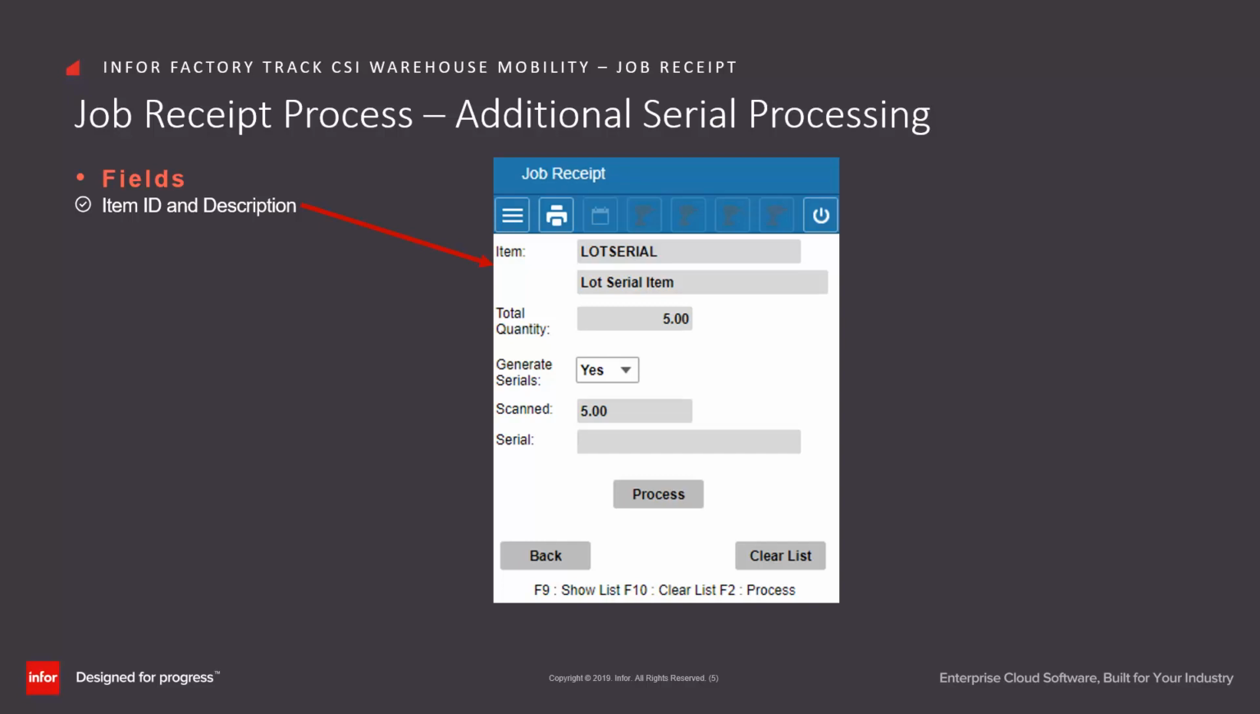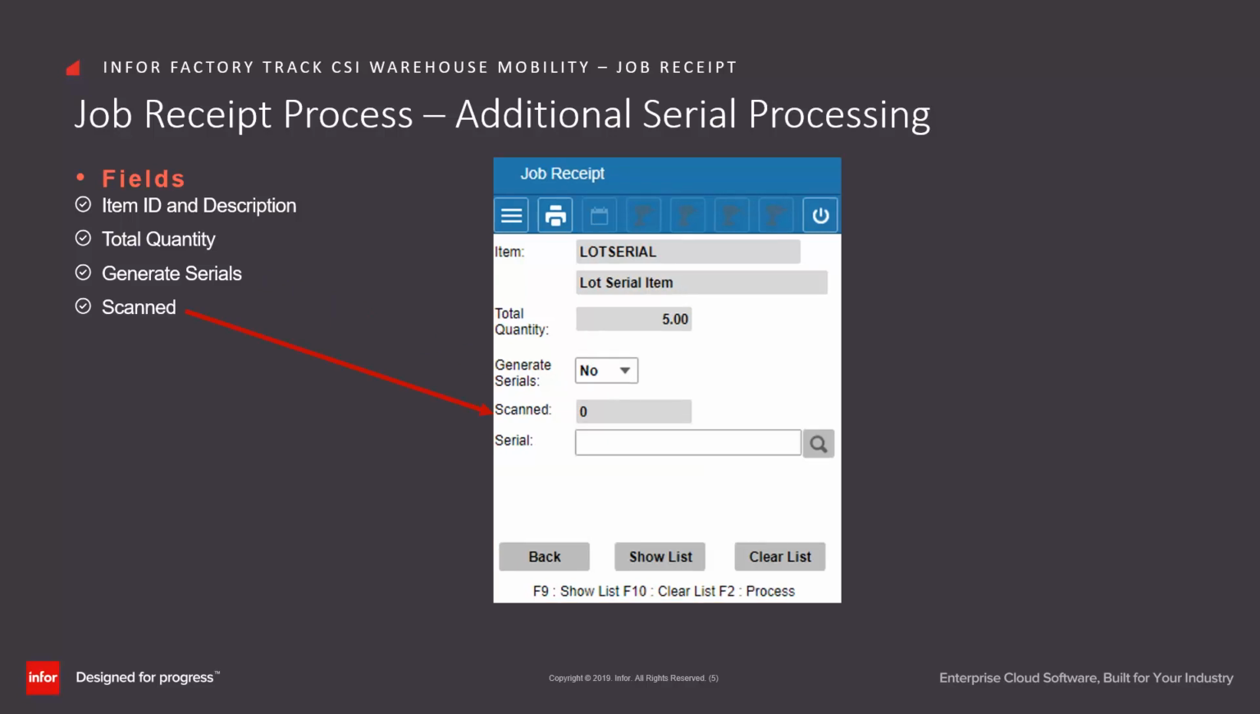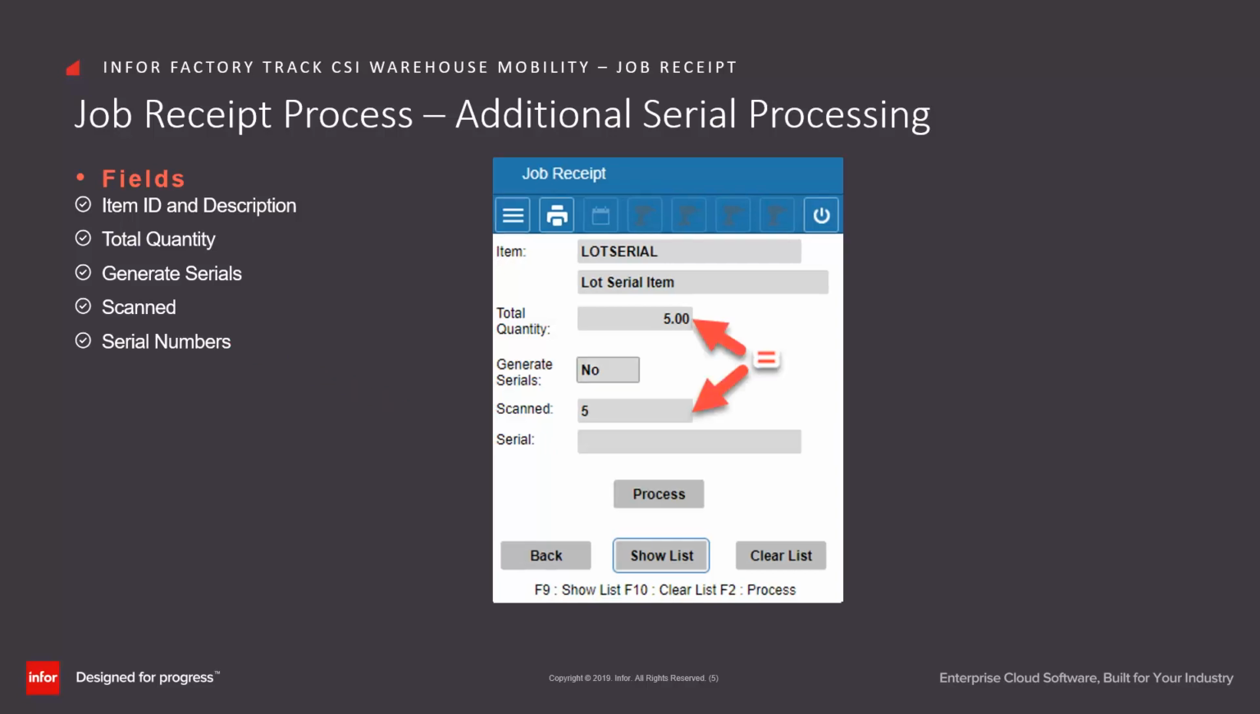Factory Track displays the following fields based on the information provided from the previous screen. The item ID and description, the total quantity, this is based on the received quantity entered on the previous screen. The operator then specifies whether Factory Track should generate the serials. If yes is selected, then the processing options are enabled. If no is selected, the scan field indicates how many serials have been captured in the process so far. Enter the serial numbers to be assigned. Note that if the serial numbers are predefined, you may also select these from a drop-down. Once the total quantity is equal to the scan quantity, the processing options are enabled.